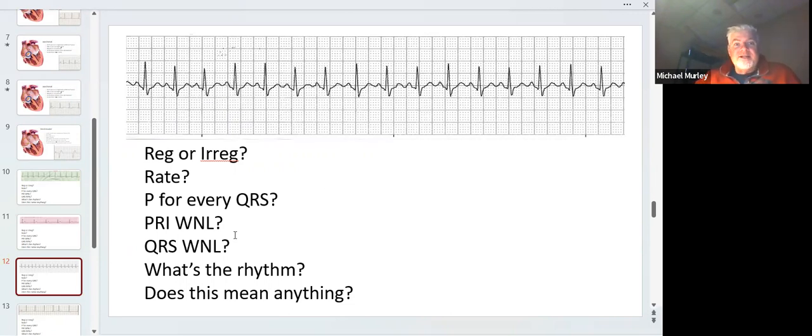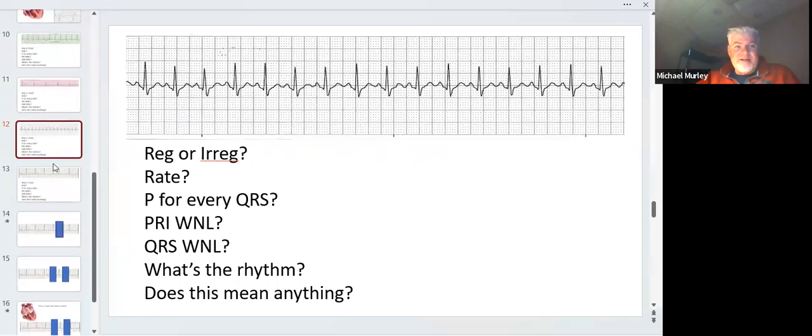Yes, it's good. Is the QRS within normal limits? Yes, it is. What's the rhythm? Sinus tachycardia doesn't mean anything. Check a pulse, check a blood pressure, ask the patient how they're doing. Maybe this patient is in pain. Anytime you have someone in sinus tach, you want to find the underlying cause. Maybe this patient has a fever and they're hypermetabolic. Maybe they're septic. I don't know. Does it mean anything? I need a patient.